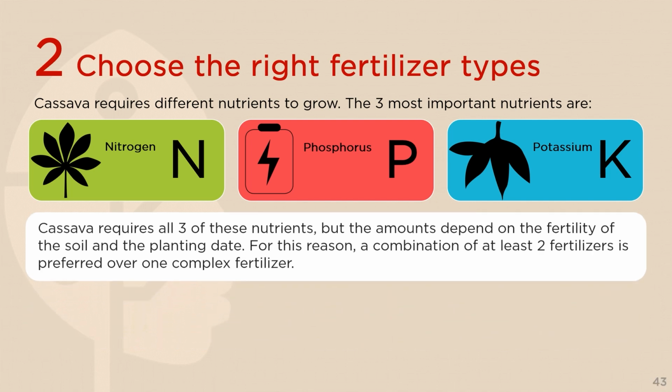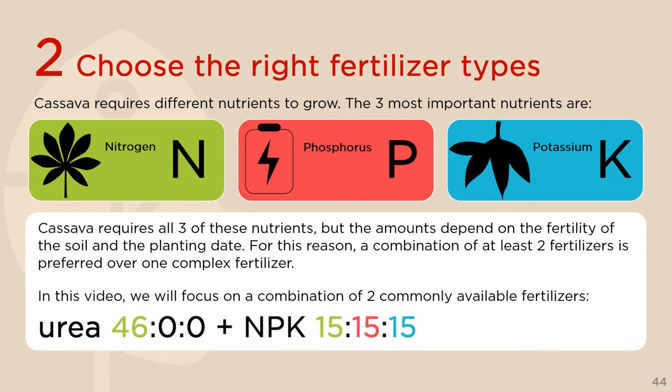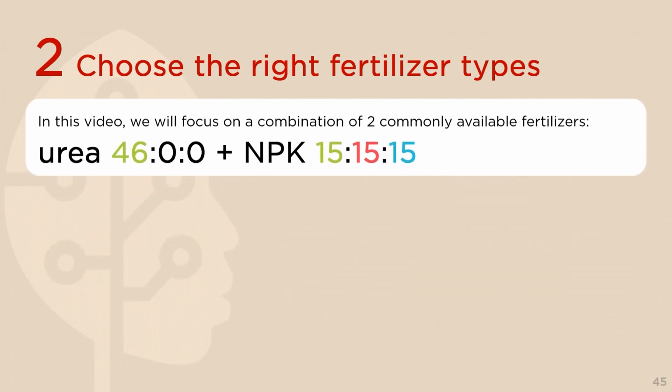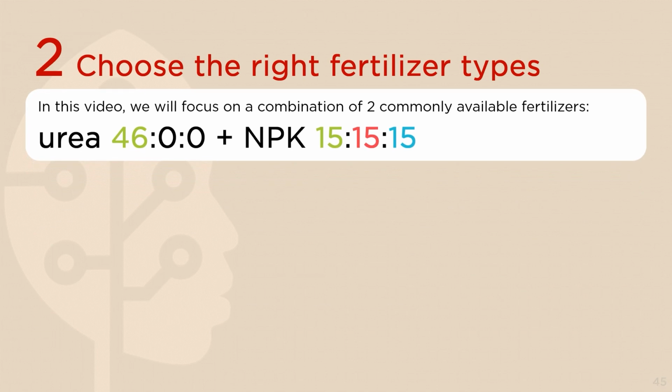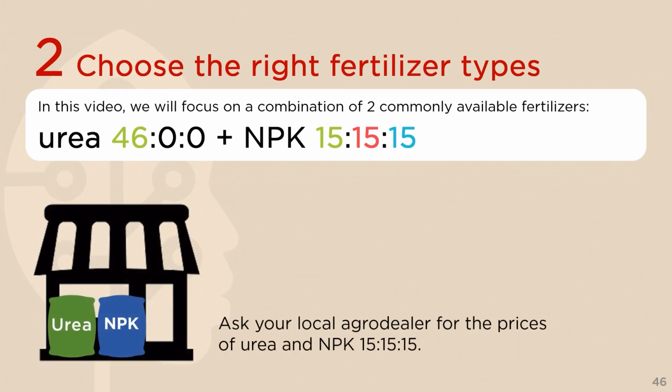Cassava requires all 3 of these nutrients, but the amounts depend on the fertility of the soil and the planting date. And cassava does not require all nutrients at the same time. That is why it is advisable you use a combination of at least 2 fertilizer types rather than a single complex fertilizer type. In this video, we will focus on a combination of 2 commonly available fertilizers: urea, and NPK 15-15-15.